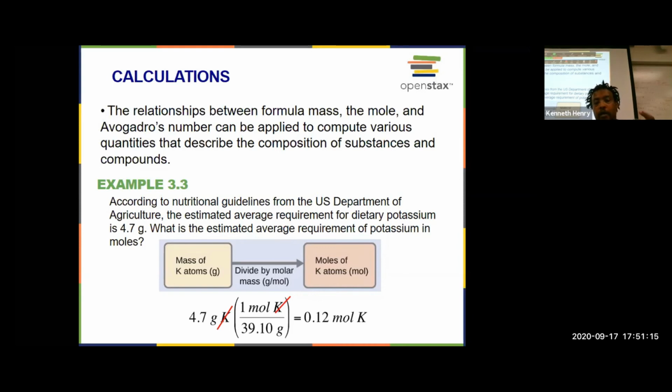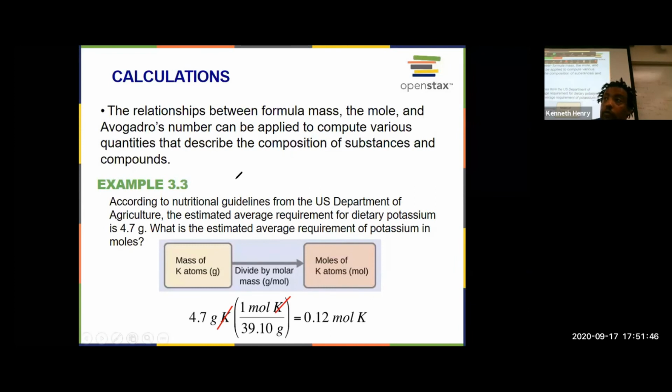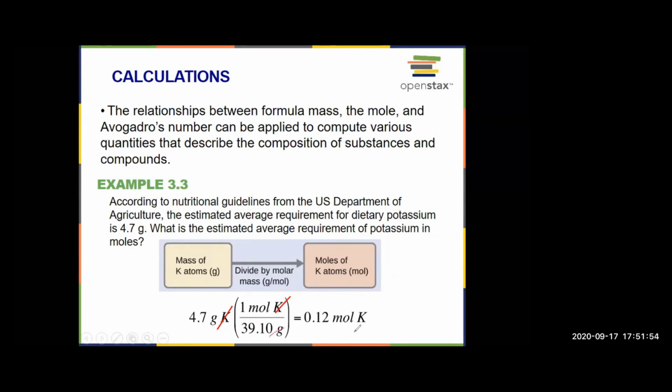So we want to go from grams to moles. In this case, we're going to be using the molar mass of potassium. So 4.7 grams, and then... that line's in the wrong spot. Oops. So then the grams are going to cancel out, and we're left with only moles. Piece of cake? Yeah. Okay.